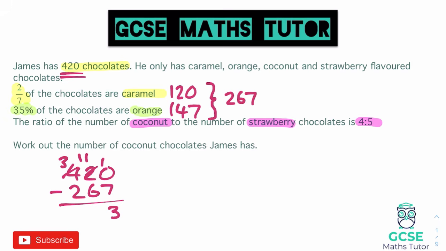6 from 11 is 5, and 2 from 3 is 1. So that leaves us with 153 chocolates that are going to be coconut or strawberry. So we're going to write this as a ratio. So coconut to strawberry, and that is 4:5.